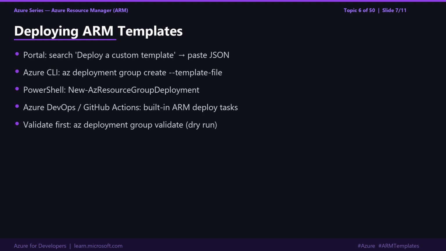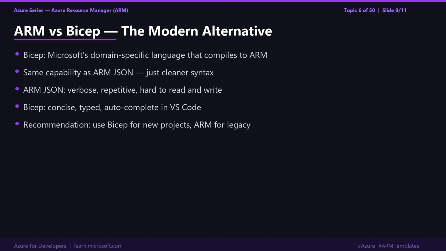For pipelines, both Azure DevOps and GitHub Actions have first-class support for ARM template deployments. Azure DevOps has an ARM template deployment task you add to your pipeline YAML. GitHub Actions has the azure/arm-deploy action. These integrate with your service principal or managed identity for authentication, making fully automated infrastructure deployment straightforward.